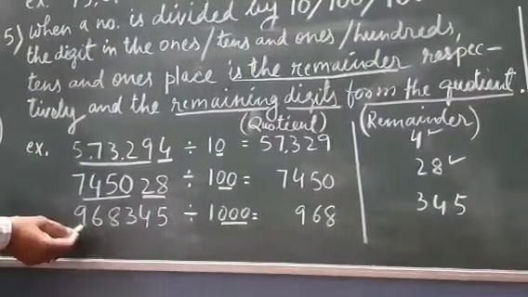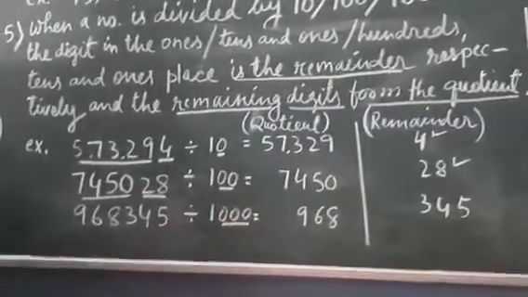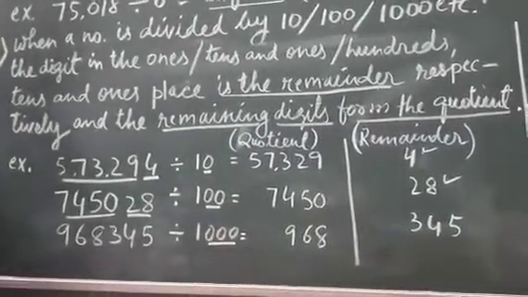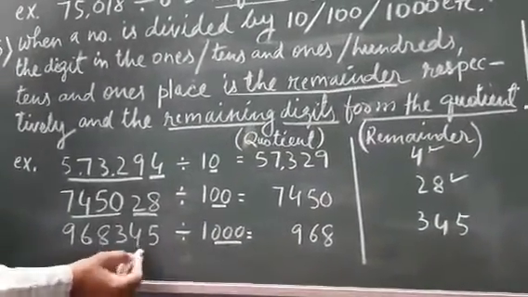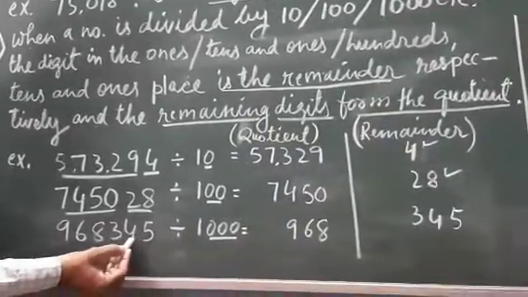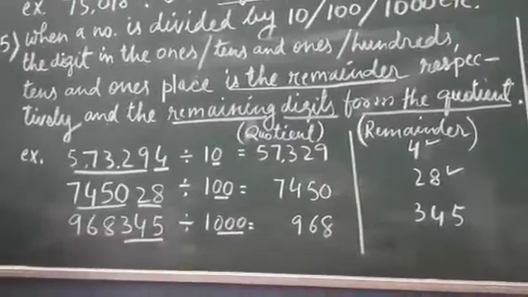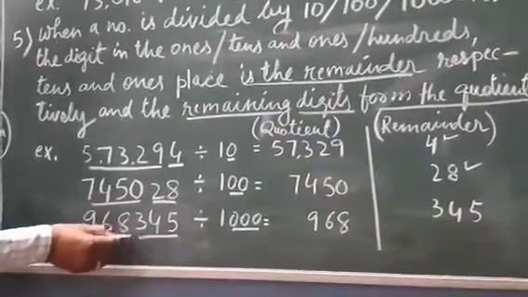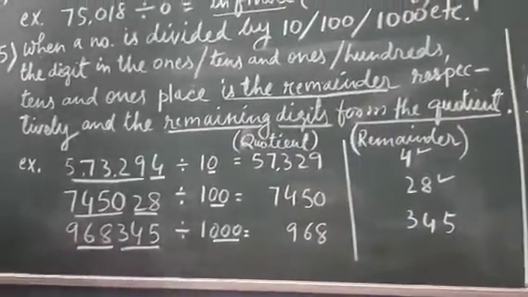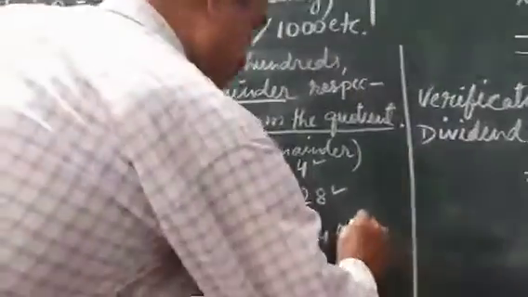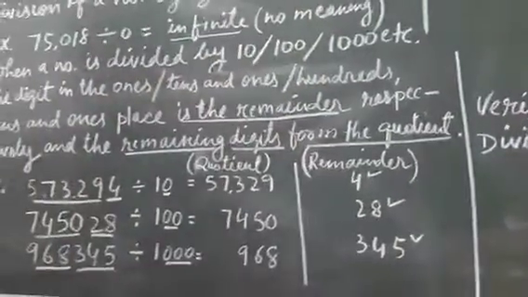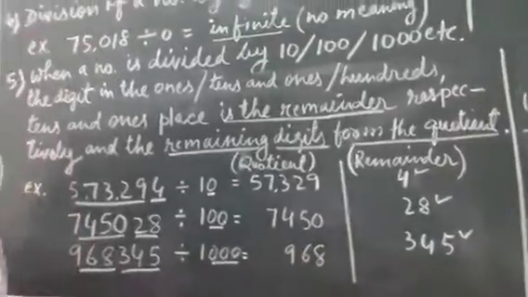In the third example, the number is divided by 1000. 1000 contains 3 zeros. Therefore, from the right-hand side, the digits in the ones, tens and hundreds place will form the remainder, and the remaining digits will form the quotient. Hence, the remainder will be 345 and the quotient will be 968.